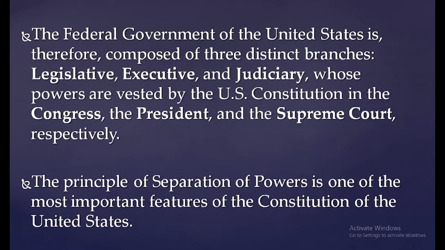The federal government, following the principle of separation of power, is therefore composed of three distinct branches: legislative, executive, and judicial, whose powers are vested by the US Constitution in the Congress, the President, and the Supreme Court respectively. Whereas the Congress is the legislative branch of the government, the President is the executive branch, and the Supreme Court represents the judiciary branch.